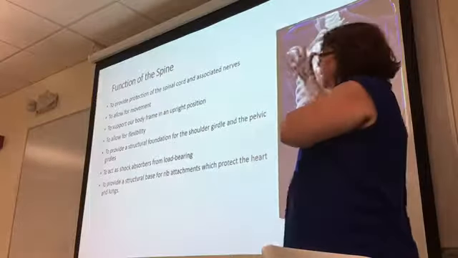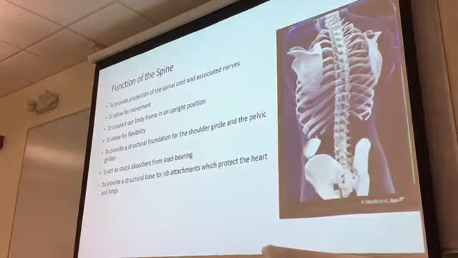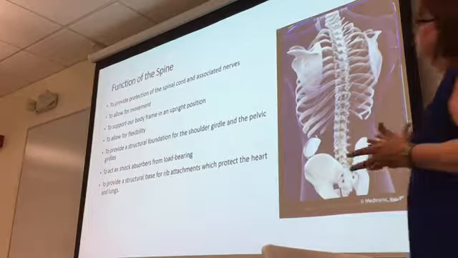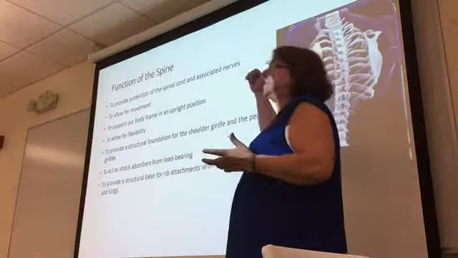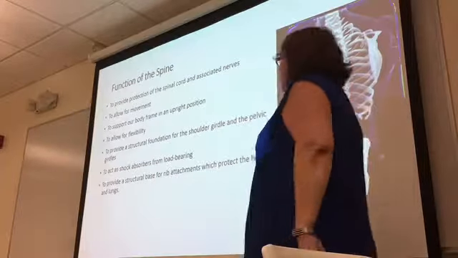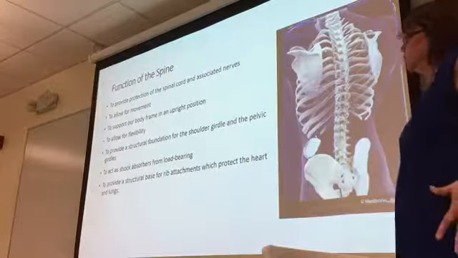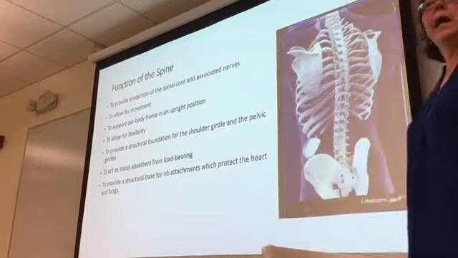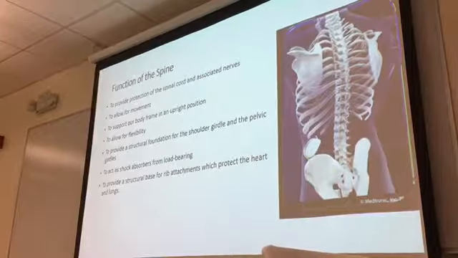Function of the spine, the last slide for your 2-minute A&P: it really provides structure. Support, allows us an upright position, flexibility. It connects the shoulder girdle and pelvic girdle, and is a place for our ribs to hang out. So it provides a lot of function.